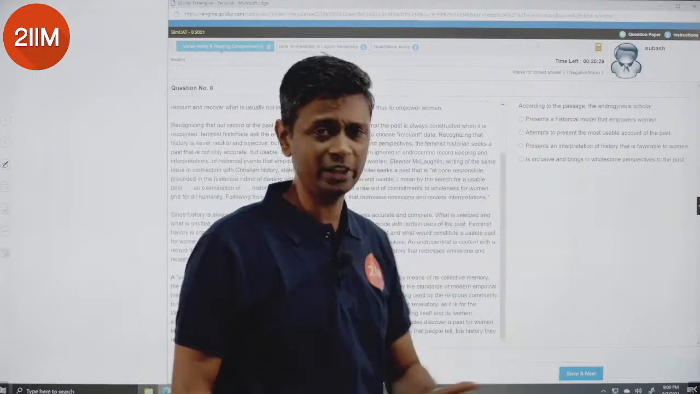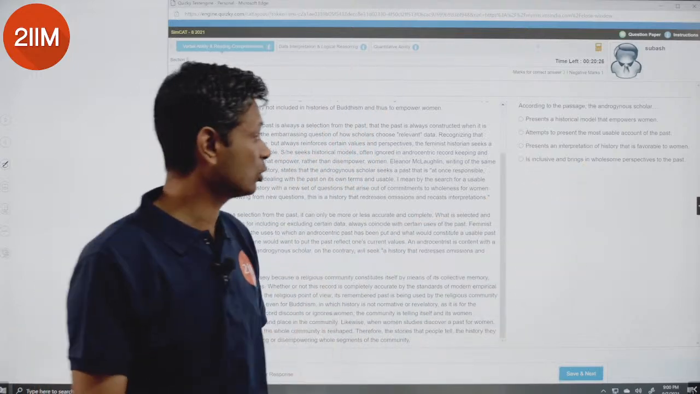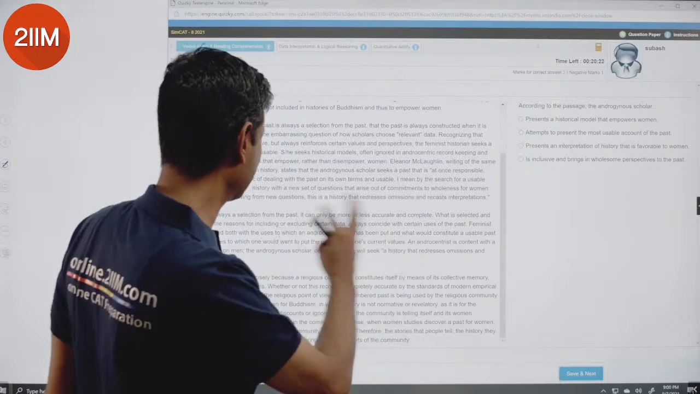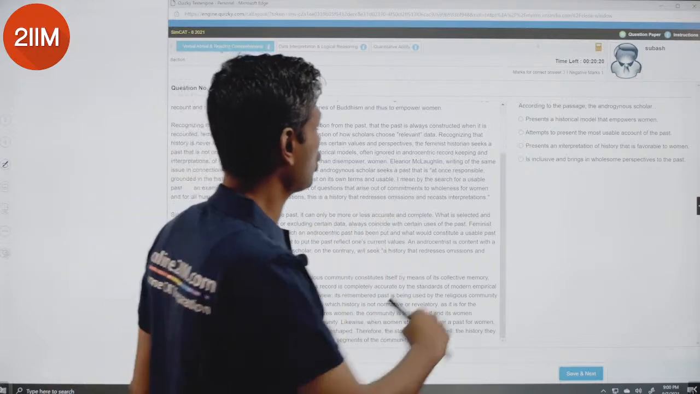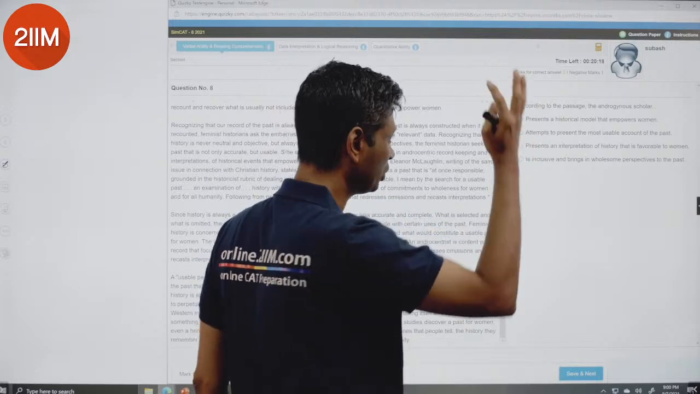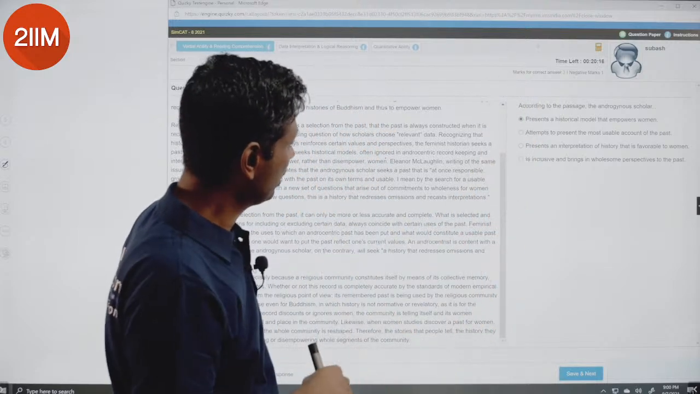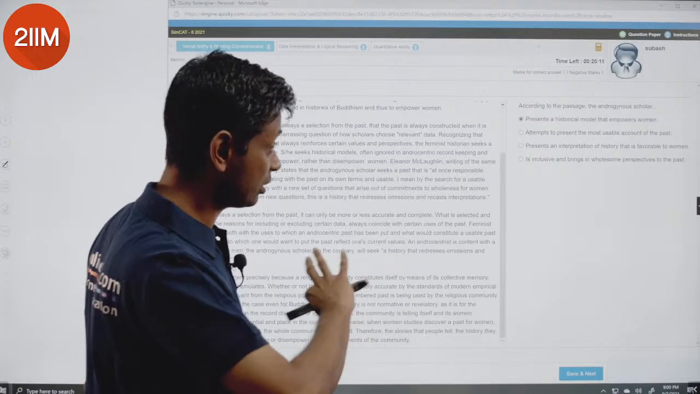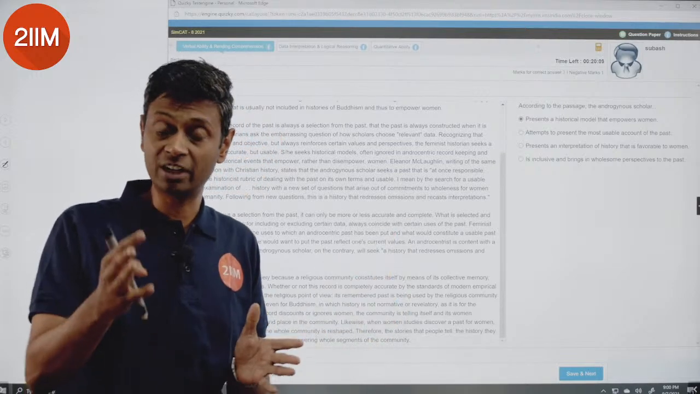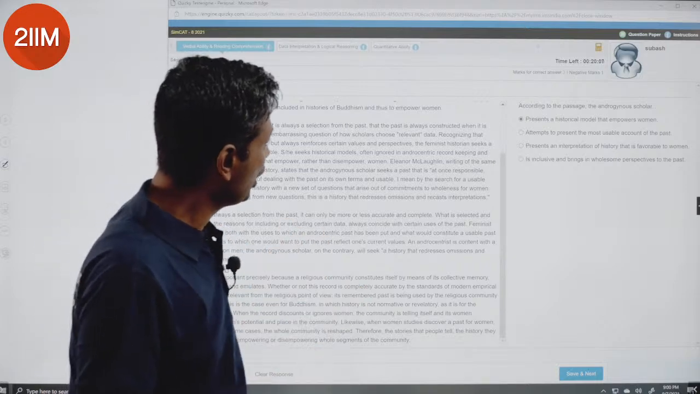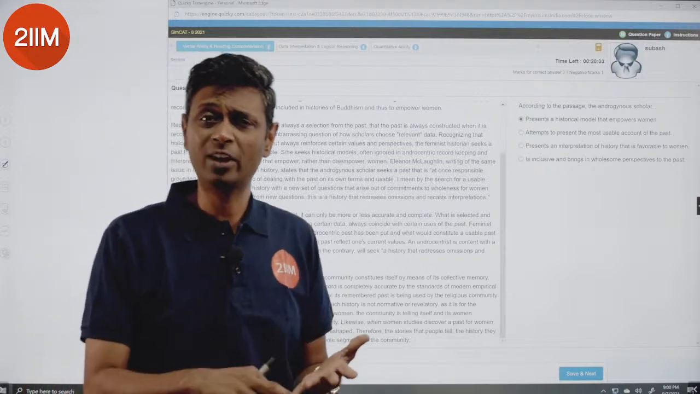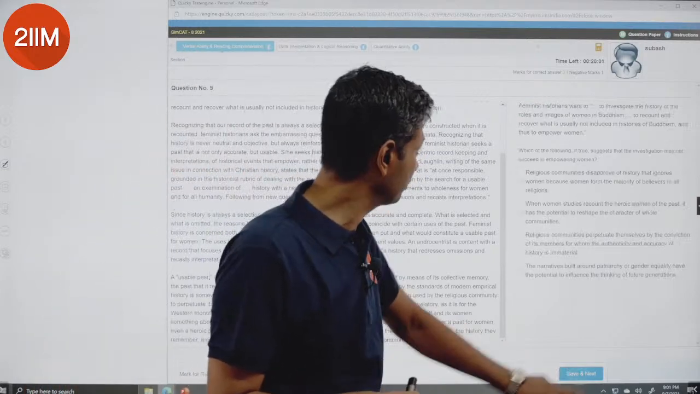Wholesome is too broad. It only talks about women not being excluded, redressing that issue. That is favorable to women. No, it just redresses some balance. Presents a historical model that empowers women. I would go with it. It's bland, but others are not happy. Attempts to present the most usable account, not required. That is favorable to women, not required. It improves the balance, not presently favorable. It's inclusive and brings in wholesome perspectives of the past. Why inclusive? Why wholesome? New adjectives, not happy.